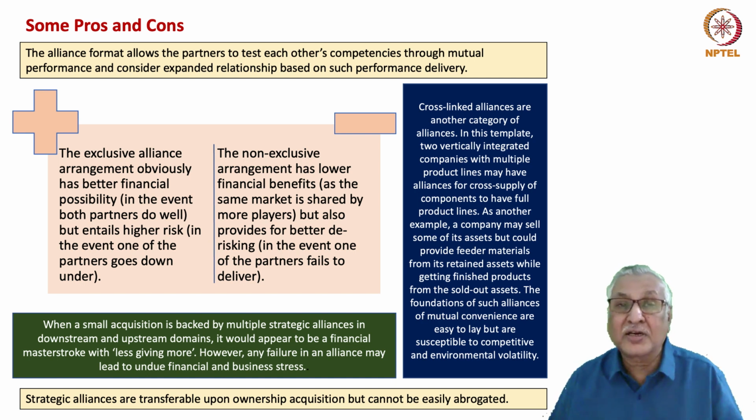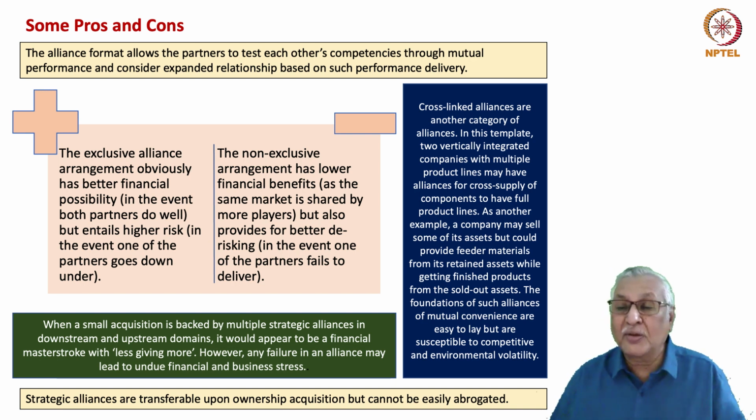Cross-linked alliances are another category of alliances. In this template, two vertically integrated companies with multiple product lines may have alliances for cross-supply of components to have full product lines. We have examples of Apple, Samsung, and Sony in the smart devices. They are end-to-end capable, but yet they exchange their exclusive items such as sensors and displays across the companies, and they benefit from that kind of alliance management.